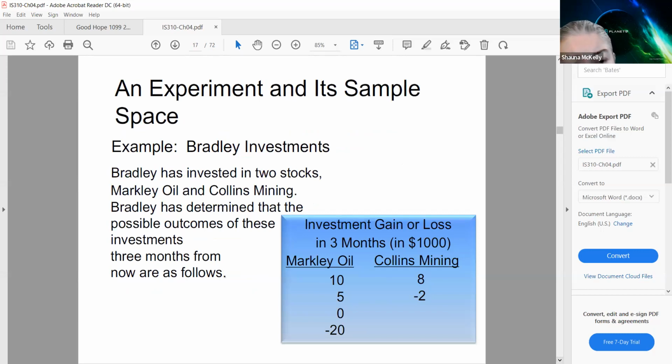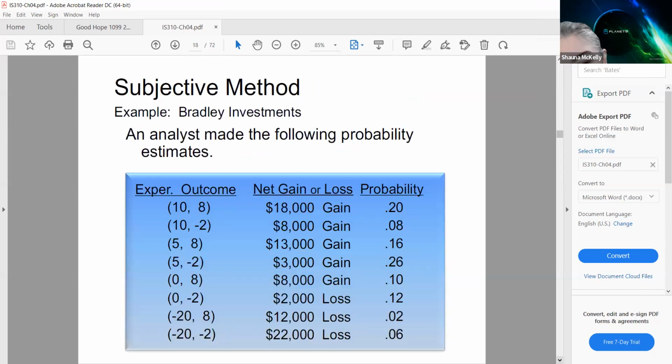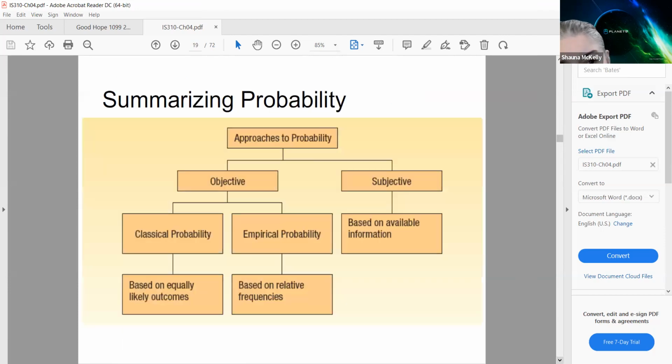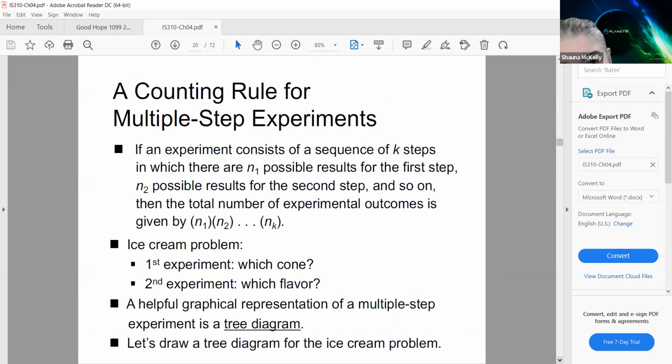Then here you have an example of Berkeley oil and the sample space that's given. I think we don't really need to go over that too much. This is another subjective method. So here she summarizes your approaches and where they come from. So it's just kind of a summary of everything that we've talked about.